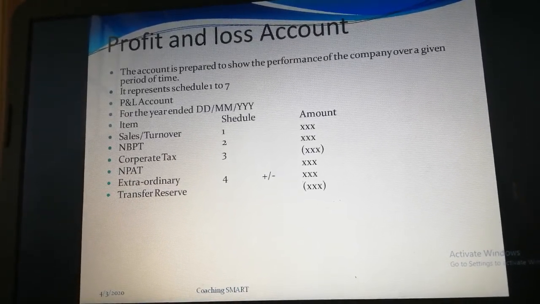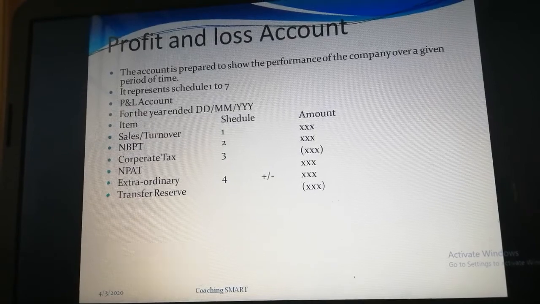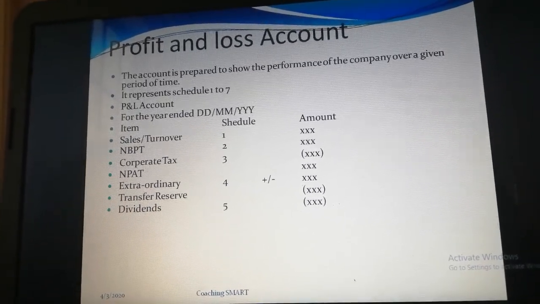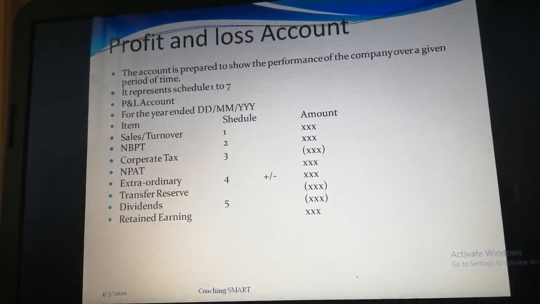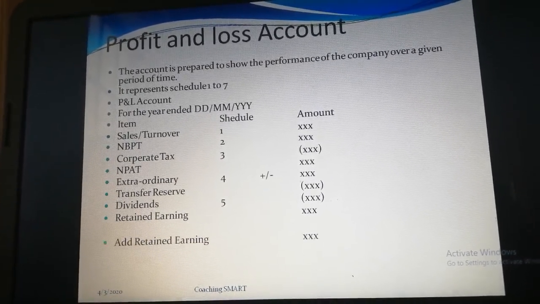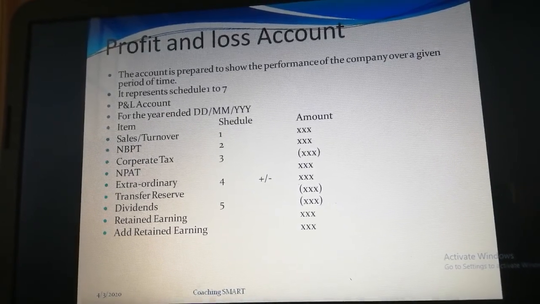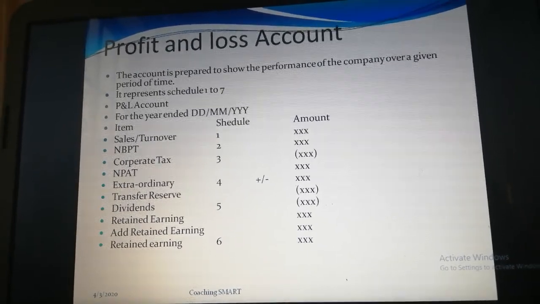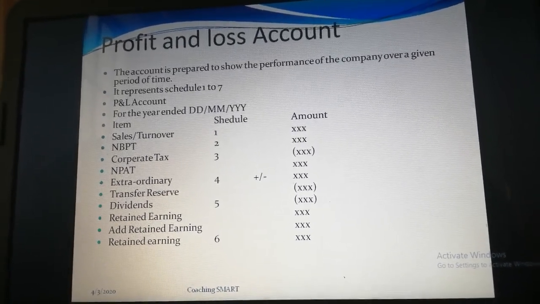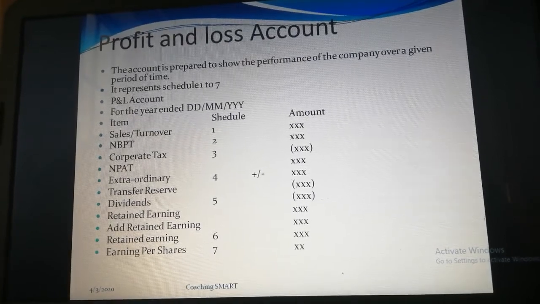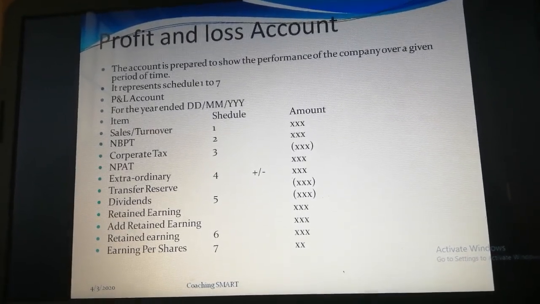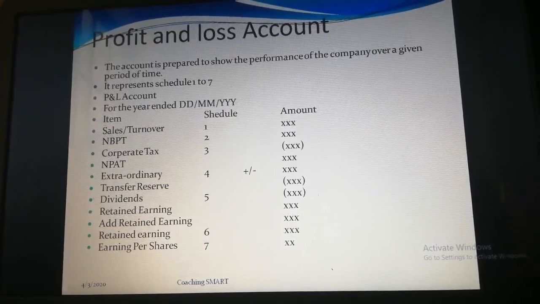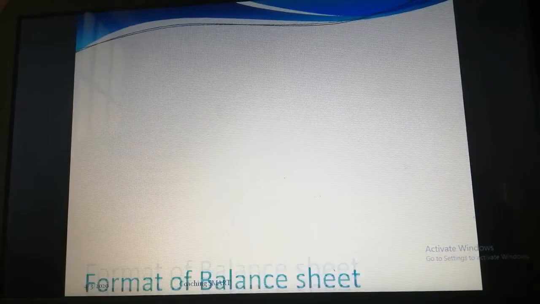Transfer of reserves, this is the amount of profit which has been transferred to the reserve account, which you less. Dividends, which you less, which is schedule 5. Retained earnings of the previous year, when you add, you get the retained earnings of the current year, which is schedule 6. Then earning per share, which is schedule 7. How do you get the earning per share? You say earning per share equals net profit after tax divided by number of shares.